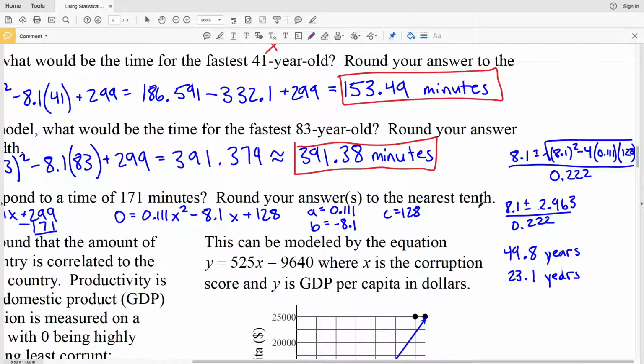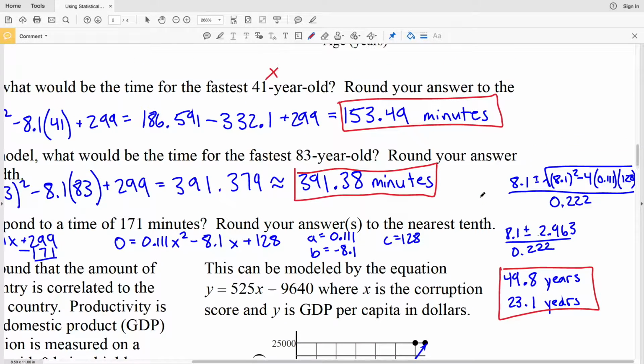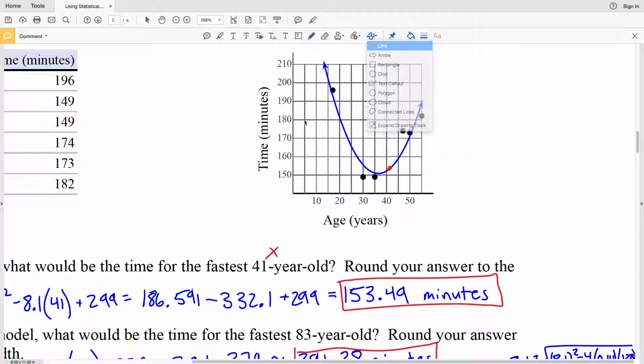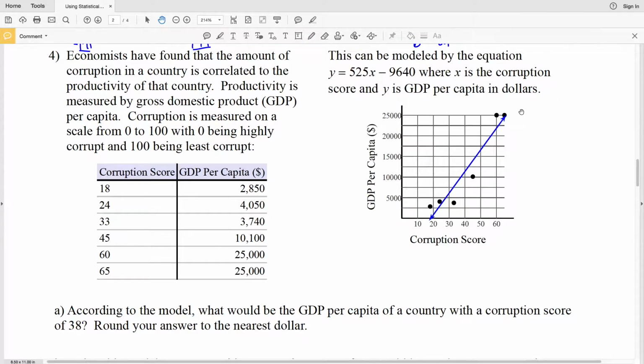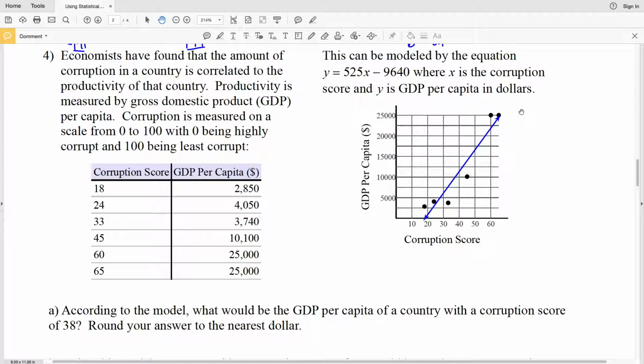So for C, we get two different ages that have a time of 171. That's 49.8 years and 23.1 years. So if we look back up at our table, for a time of 171, which is directly above a time of 170, you can see that our points do indeed fall around 23.1 and 49.8.